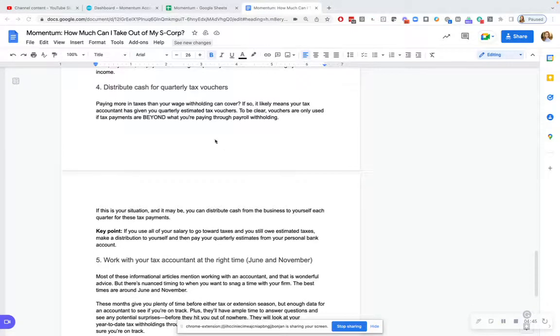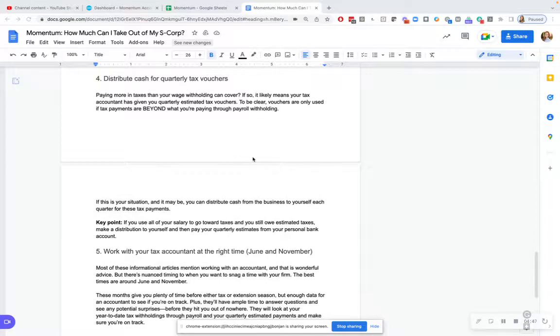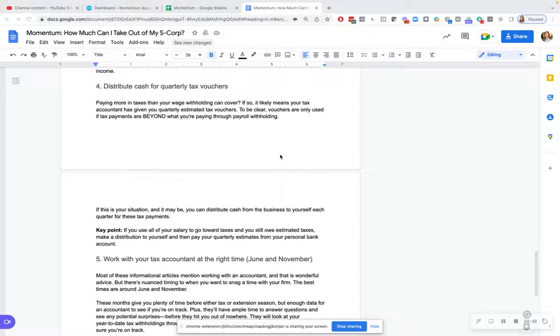Okay, distribute cash for quarterly tax vouchers. So one thing that I do is once I get my tax vouchers, so I am a CPA, first of all, but I don't do my own taxes anymore. And at Momentum, we do not prepare taxes. We just do the outsourced accounting and back office support for our small business clients.